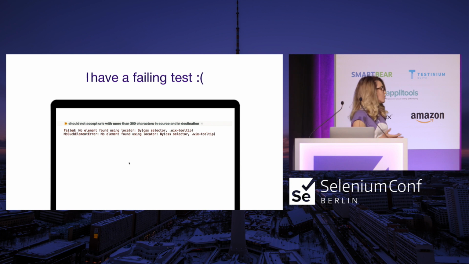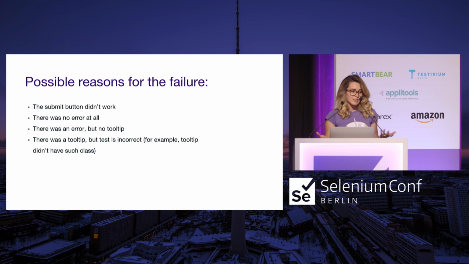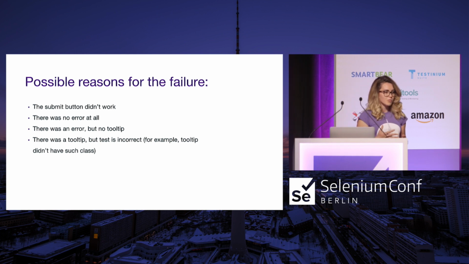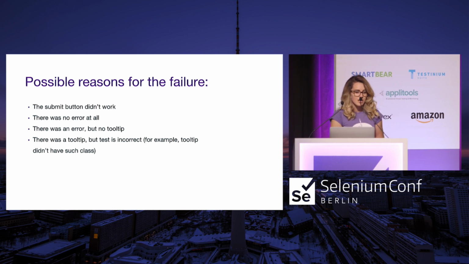And it just says that no element found using a locator Wix tooltip, which means that probably there is no tooltip. But as a QA, of course, we usually have more than one reason for failure. So possible reasons why this test can fail with such an error message are, first of all, the submit button just didn't work, which means that you entered 300 characters, clicked submit, and it just didn't work, so then you don't see a tooltip because it just didn't work.